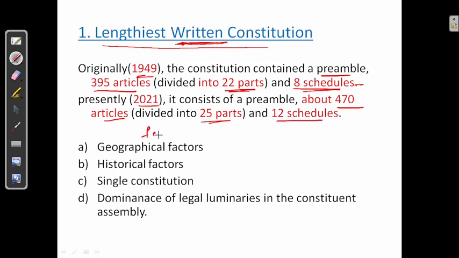Now let us see some of the features that resulted in the lengthiest written constitution. First one is geographical factors. To fulfill the needs of the people, the makers of the constitution drafted many laws and included them in the constitution, and that resulted in the lengthiest written constitution. Next is historical factors. Many provisions of the constitution were taken from the Government of India Act of 1935, and we included a lot of them in the present day constitution.